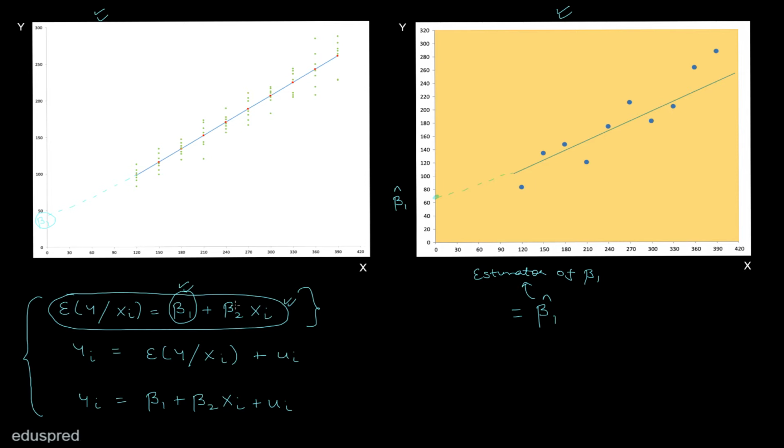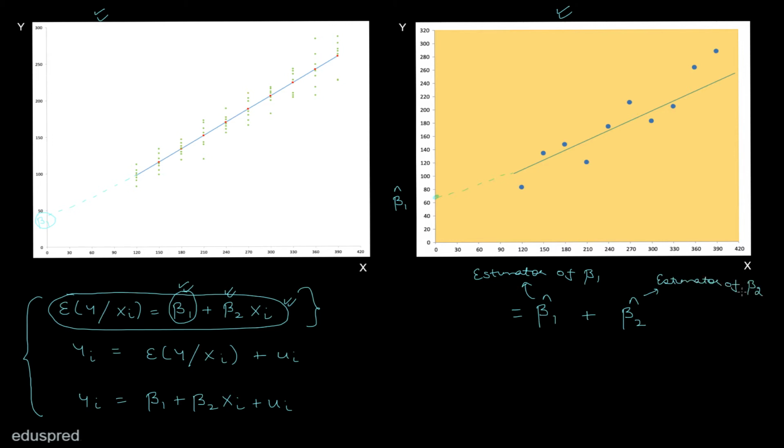So for these population parameters, we are going to have some estimators. The estimator that we have for beta 1 is beta 1 hat. Similarly, beta 2 is the slope of the population regression line, and even beta 2 is a population parameter. So in real life, we will never know the value of beta 2. So the estimator of beta 2 is beta 2 hat. This is the notation that we have for the estimator of beta 2.